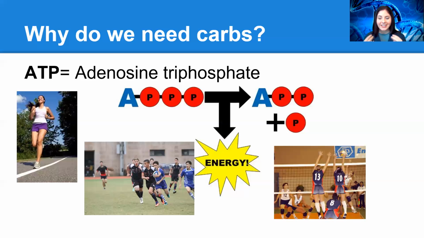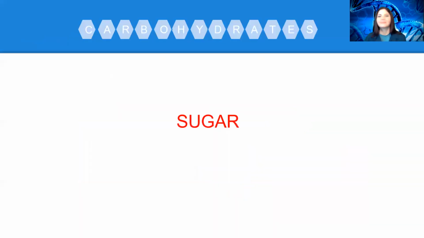Now, carbohydrates give us this really quick energy fix. So they are short-term energy for fueling our body. We have some cells that need more carbohydrates, that need more ATP in turn, which would be our muscle cells. So for running, we need to fuel all of those muscles in our legs.